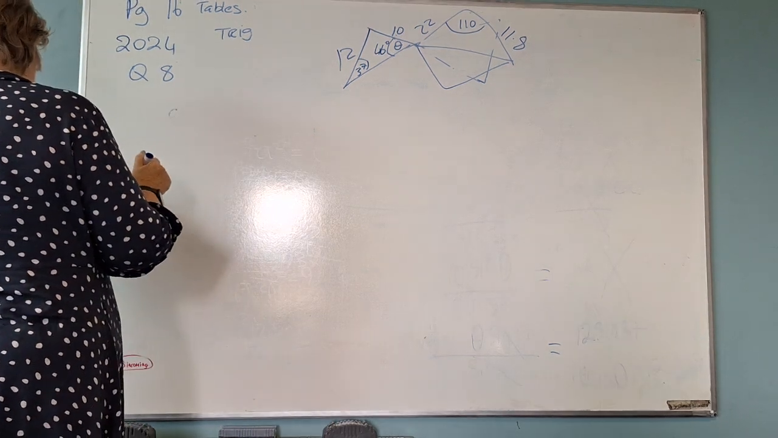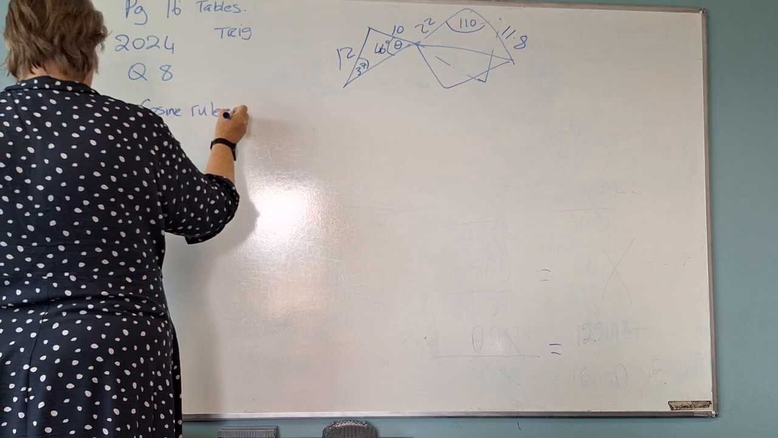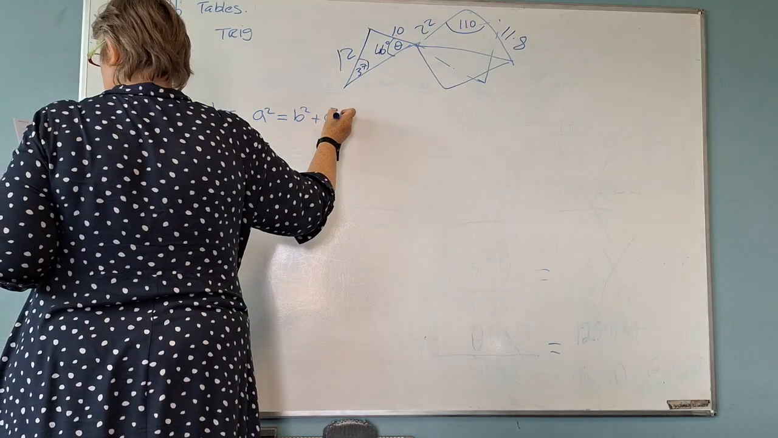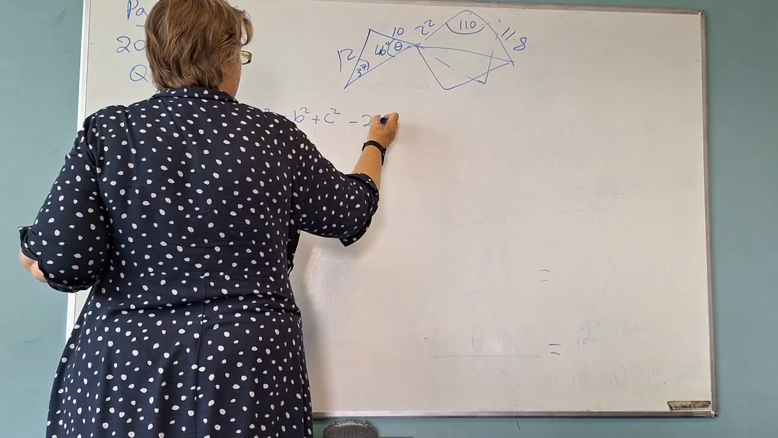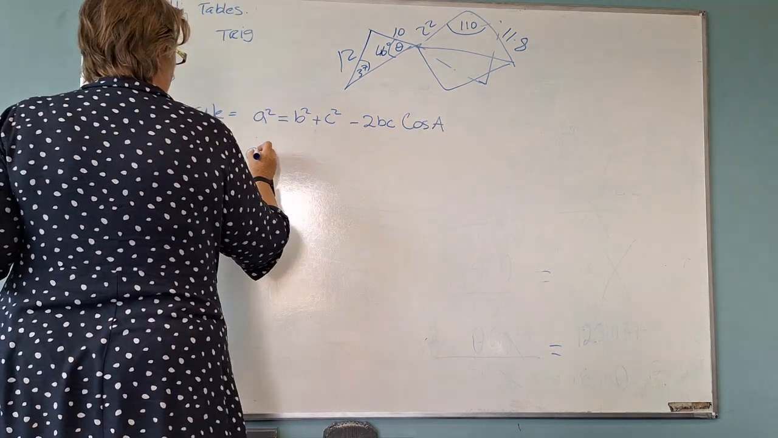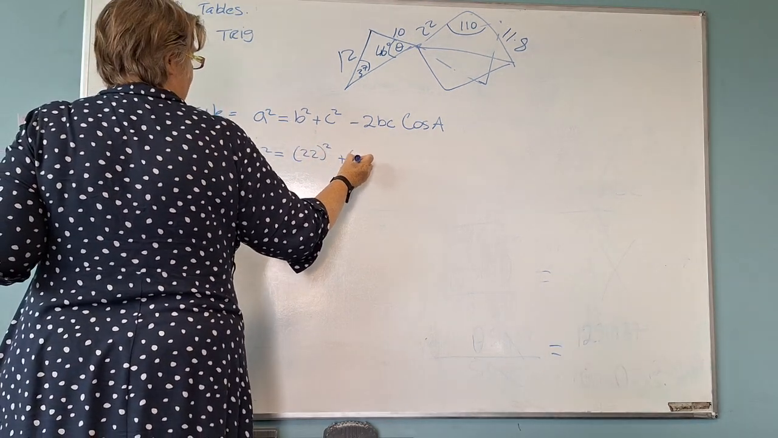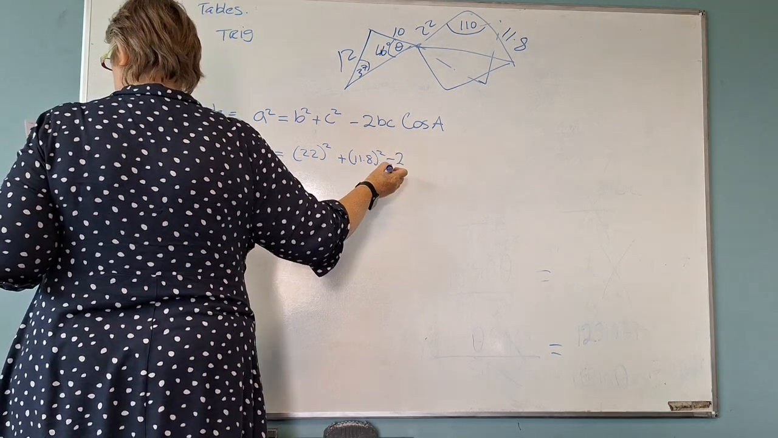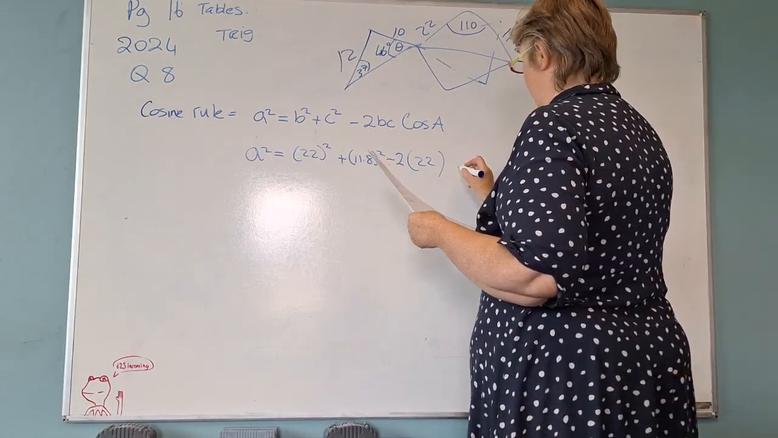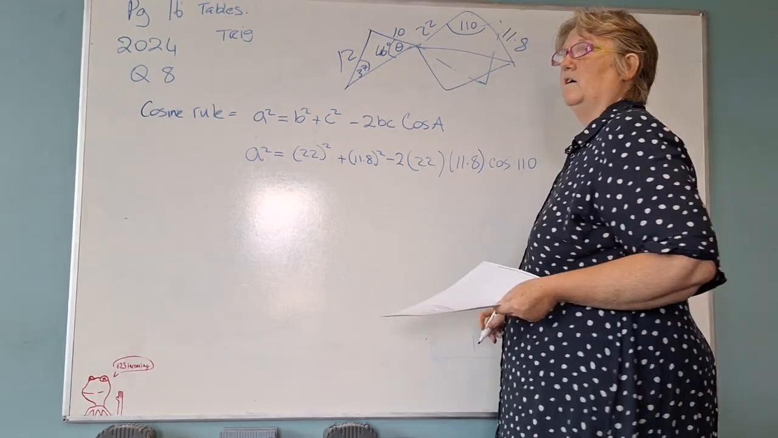So our cosine rule is a squared equals b squared plus c squared minus 2bc cos A. So we're going to fill in what we know. So a squared equals 22 squared plus 11.8 squared minus 22 by 11.8 cos 110. Doesn't that look horrible?